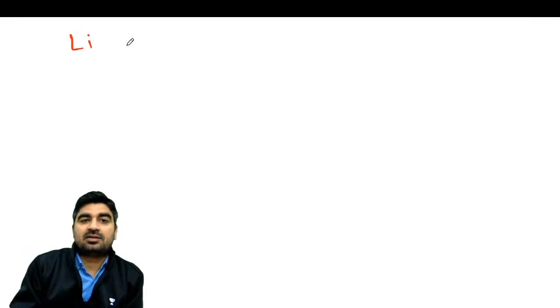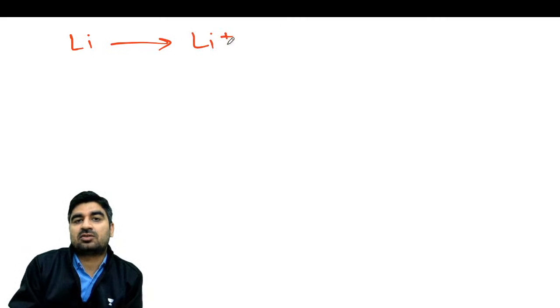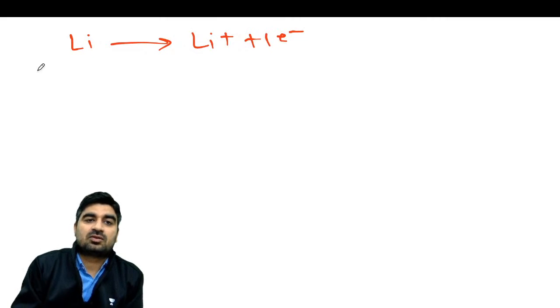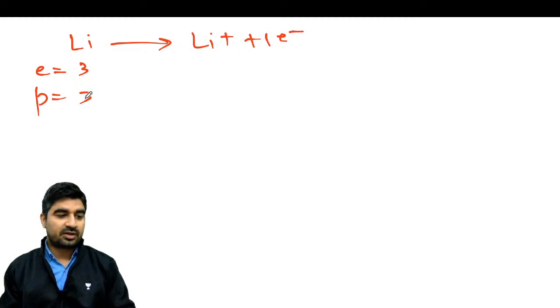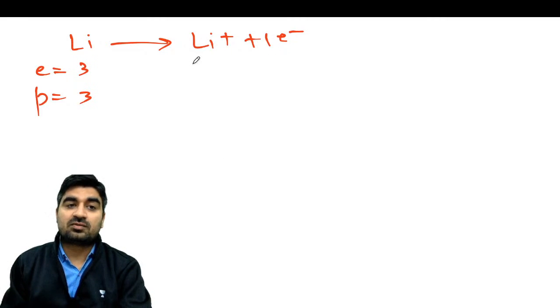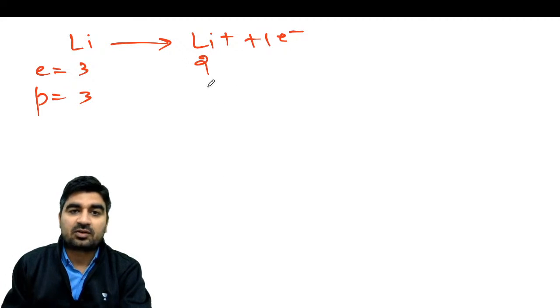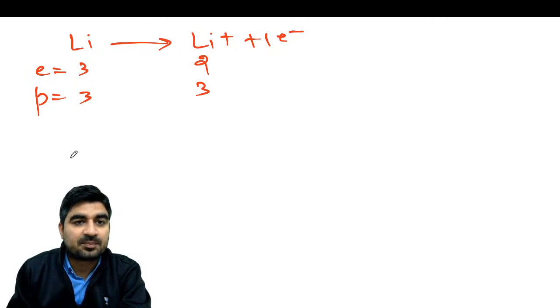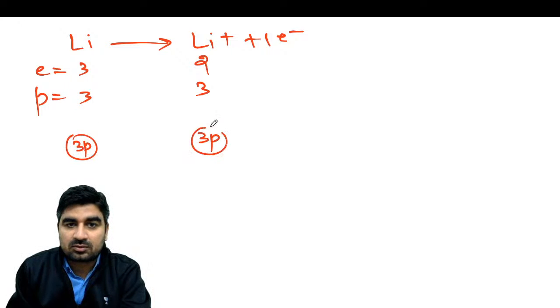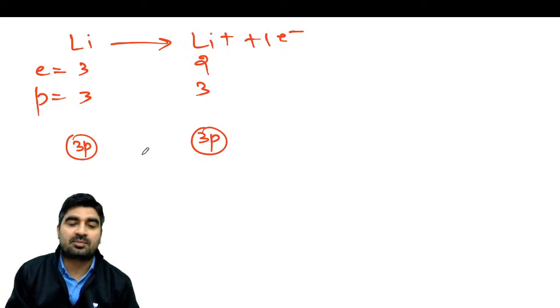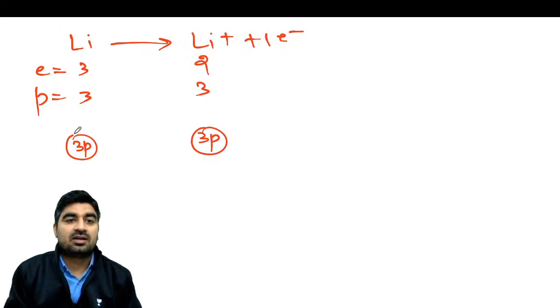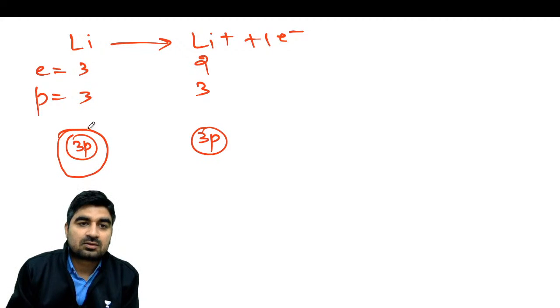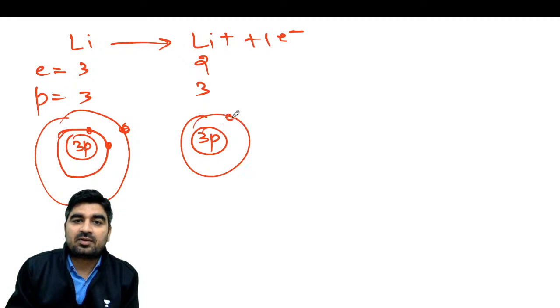Suppose I'm taking lithium, and after losing one electron it becomes lithium 1 plus. Electrons and protons on this lithium will be 3 and 3. After losing one electron, it will have 2 electrons and 3 protons. Now what will happen? All these 3 protons will have positive charge. Here I am having 2 electrons.